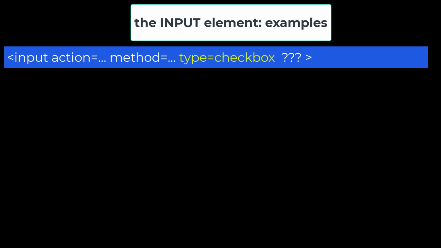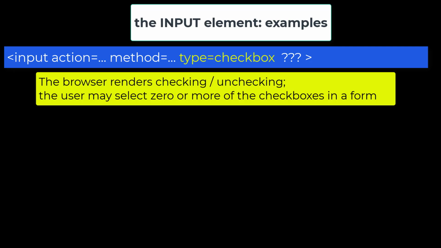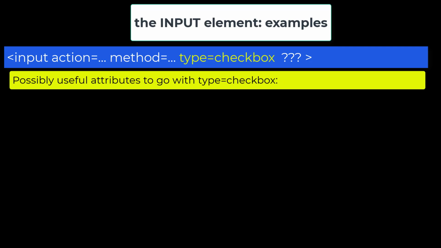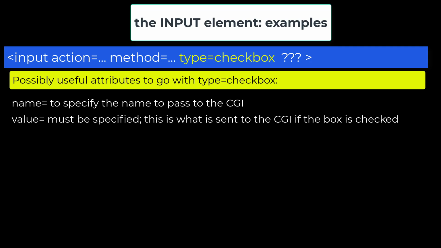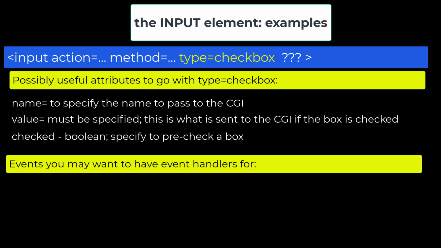For type equals checkbox, the browser will render checking and unchecking, and the user can select 0 or more of the boxes in a form. Useful attributes: name equals to specify the name passed to the CGI. Value equals must be specified. This is what is sent back to the CGI if the box is checked. And then checked is a Boolean attribute. You can specify this to preset a checkbox. Events you may want to provide handlers for: click or change.